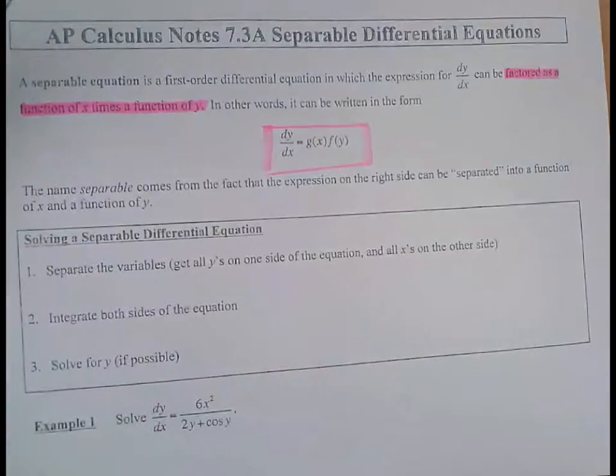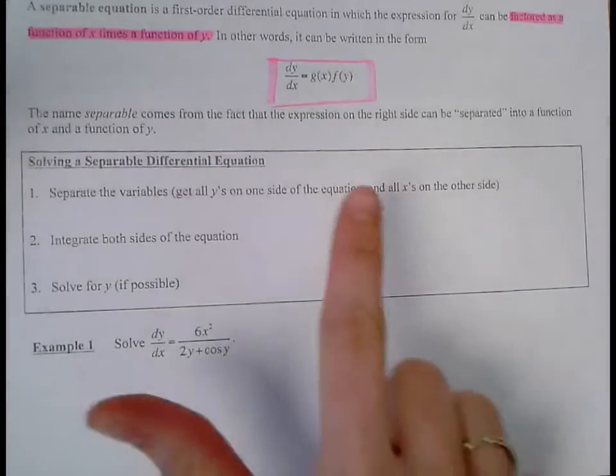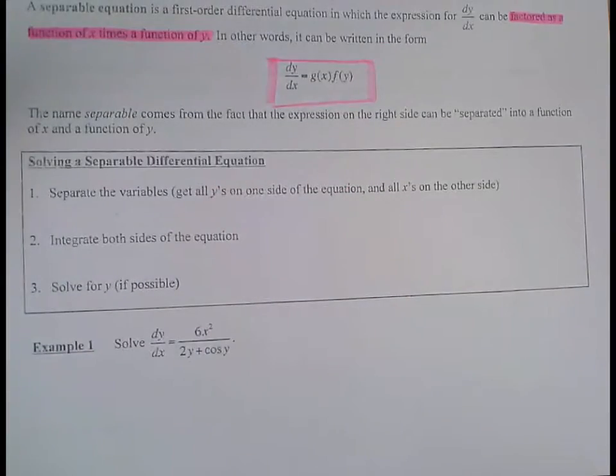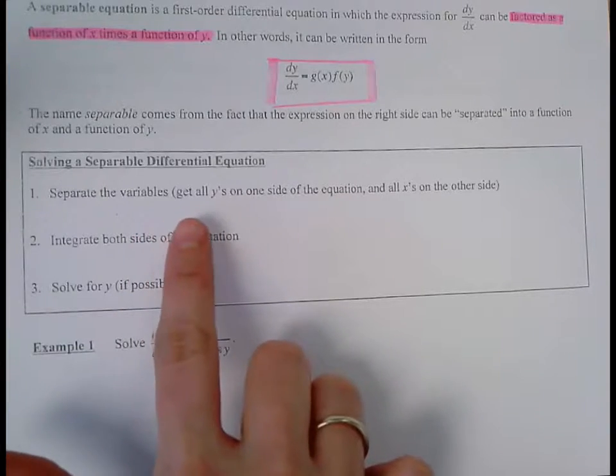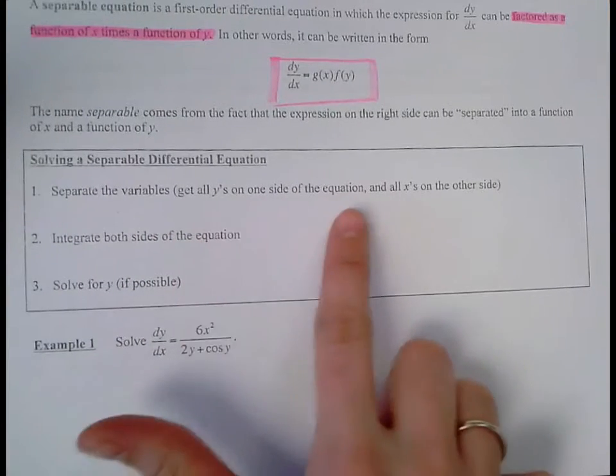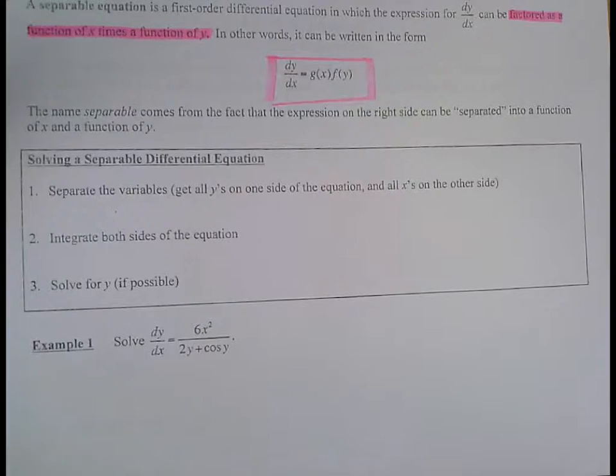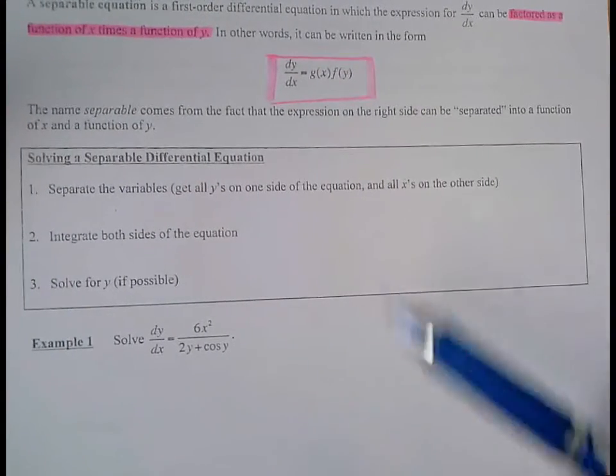So the name separable comes from the fact that the expression on the right side can be separated into two functions, one of x, one of y. And then these are the three steps. Your first step would be to separate the variables. So you want to get all of the y's on one side of the equation and all of the x's on the other side.